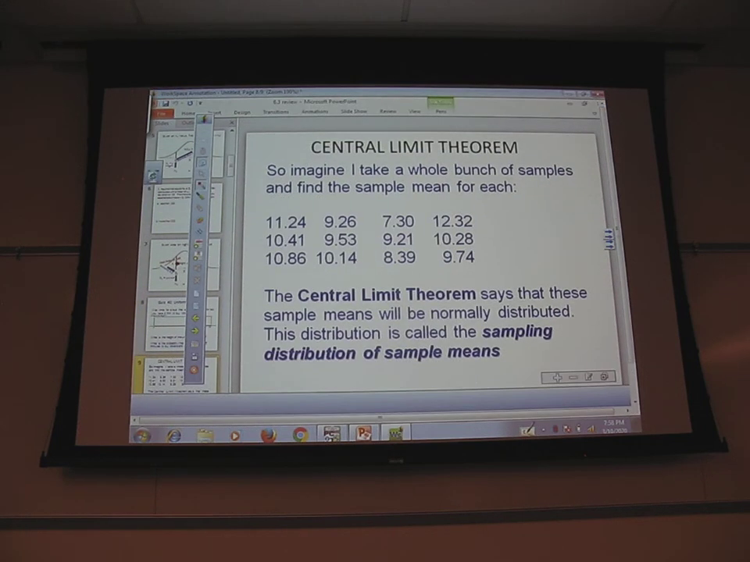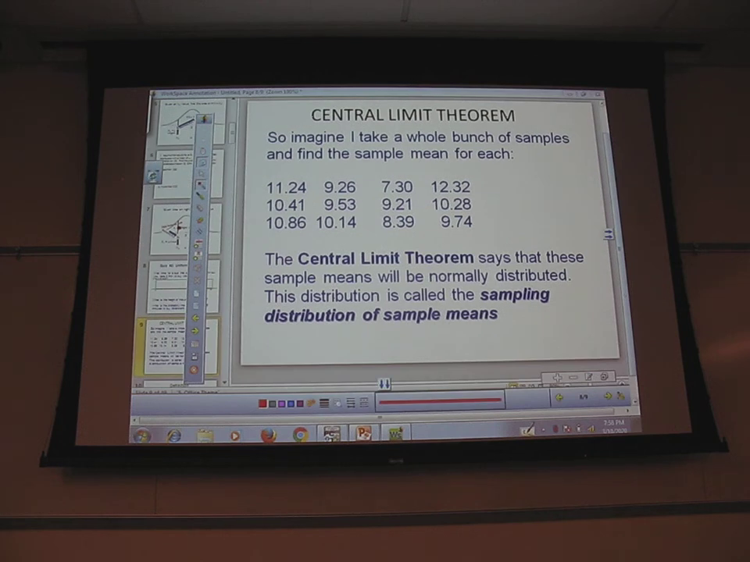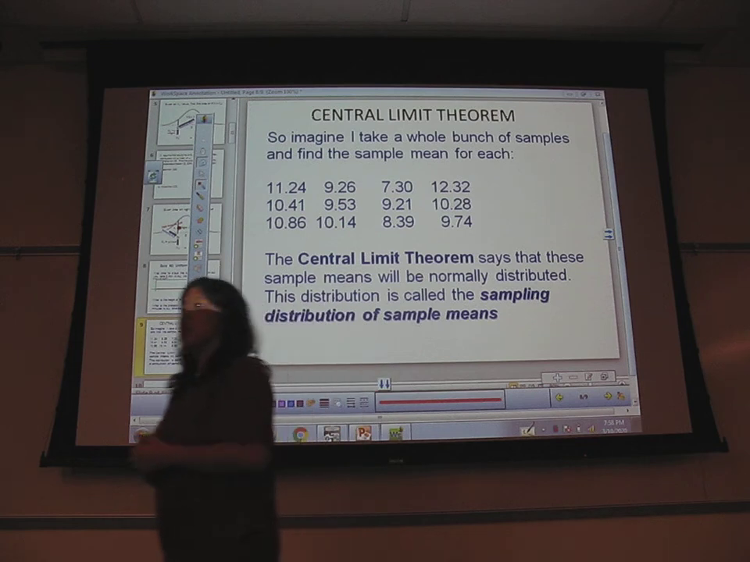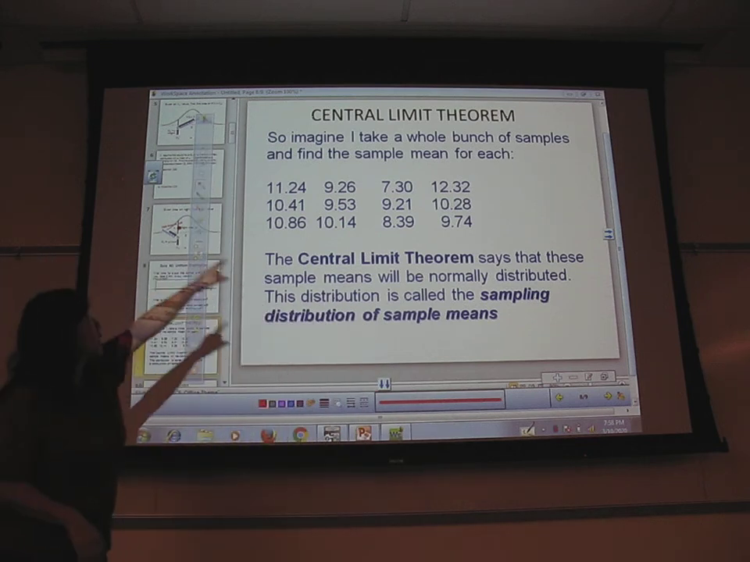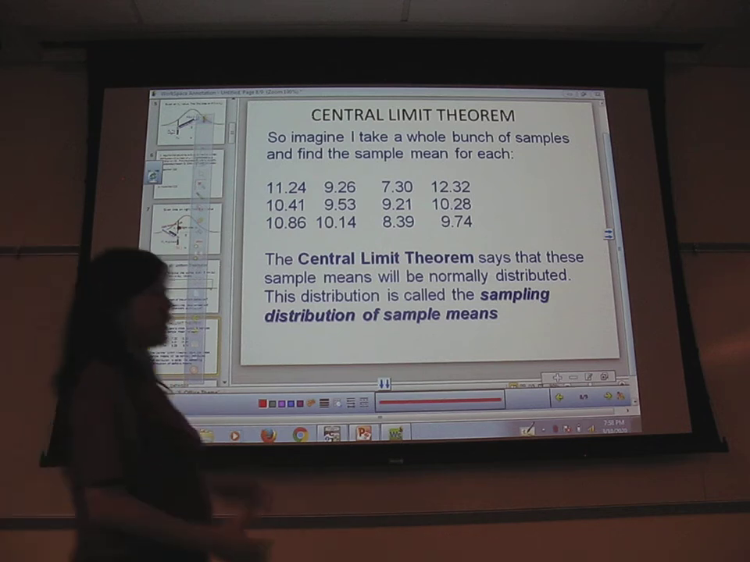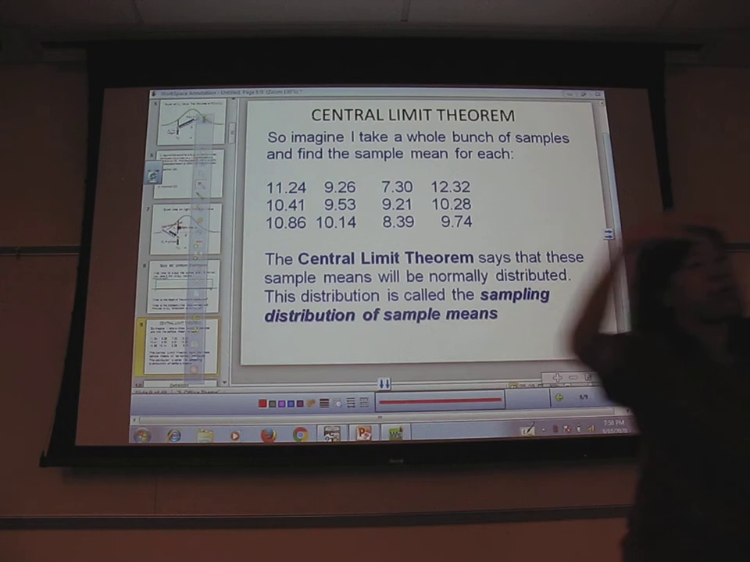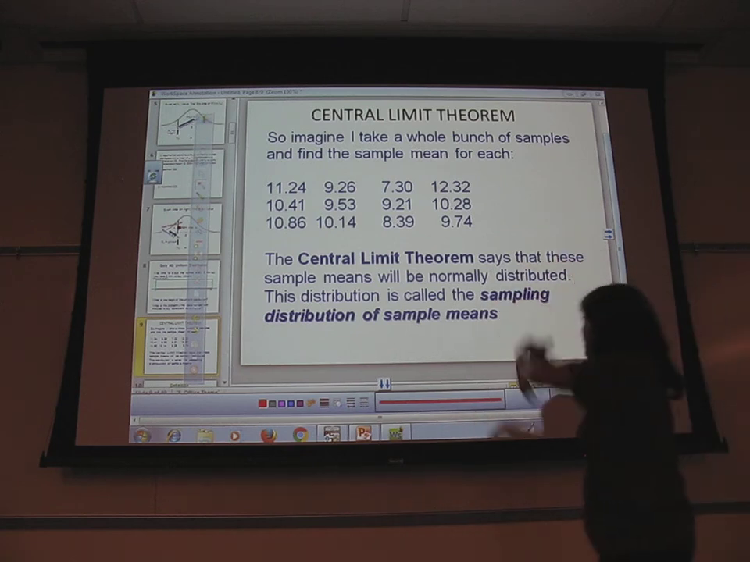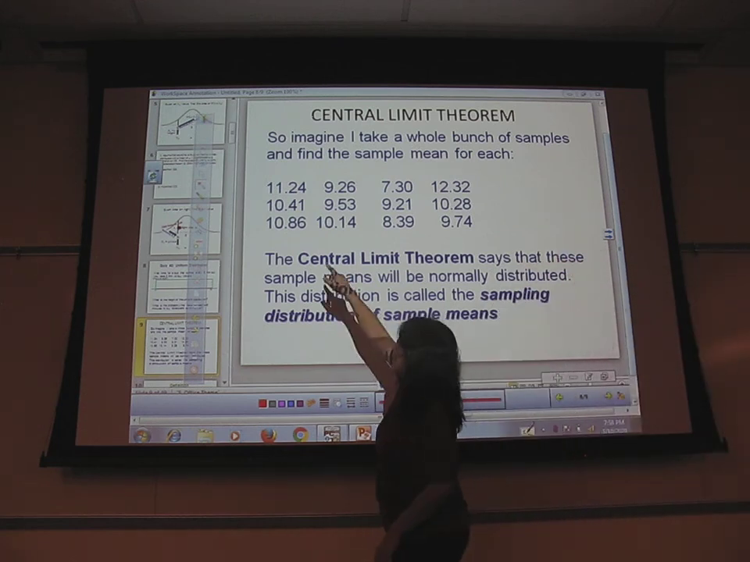Okay, so this is the other one we talked about. Central limit theorem. Remember, this is the mean of the means. So here, every single one of these numbers represents the mean of a sample of 30. I take a sample of 30, I find their mean. I take another sample of 30, I find their mean. I take another sample of 30, I find their mean. So I've taken all these samples, and these are all the means of each one of those samples.